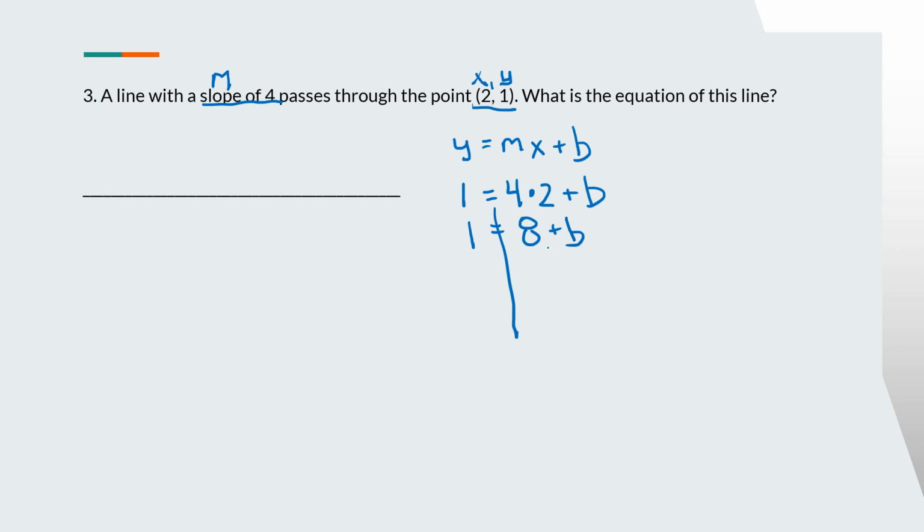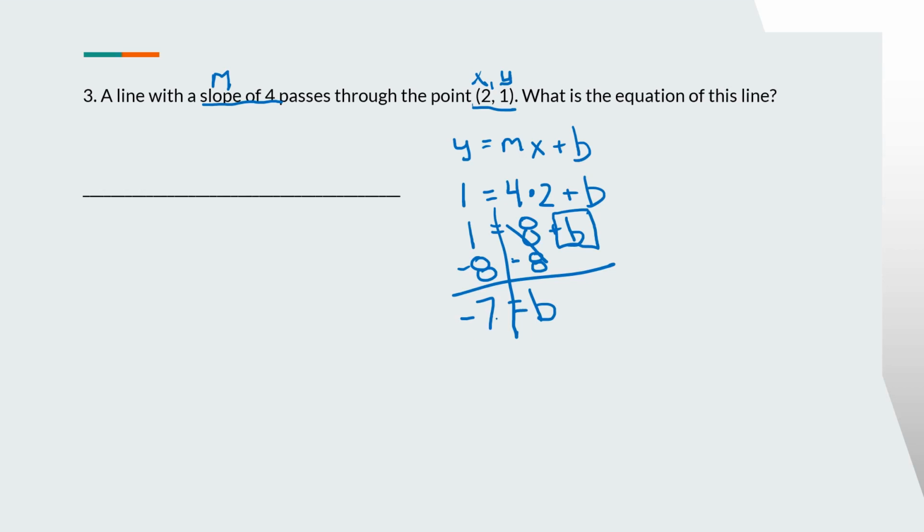I go and do my fence. Now I've got 8 on this side. I want to get b alone, so I want to get 8 to the other side, and to do that, I subtract 8 from both sides. So this one goes away. It brings me down b, which is what I wanted all by itself. 1 minus 8. Well, 8 is farther from 0 than 1, so I keep that sign.